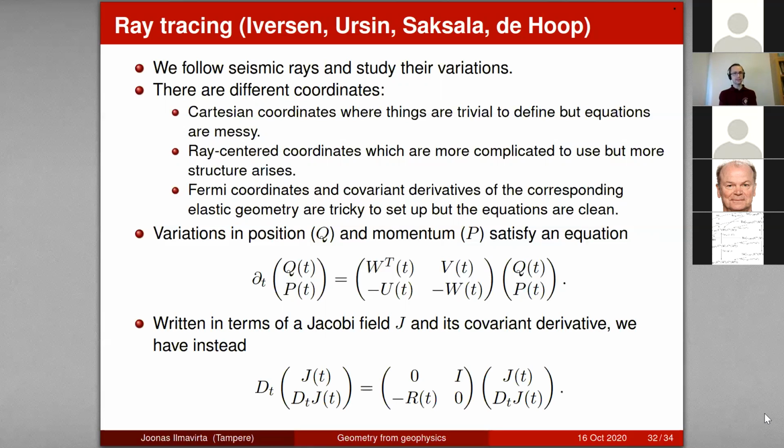But now if you replace this Q with the Jacobi field, which is the same thing, and you replace the momentum with the covariant derivative of the Jacobi field, again, the same thing. So it describes the exact same situation, but now the equation looks a lot more simple. The W matrix goes to 0, the V matrix becomes the identity, and the U matrix becomes the curvature operator. So the objects are much more geometric, but there is much more structure, and that makes analysis so much more tractable.